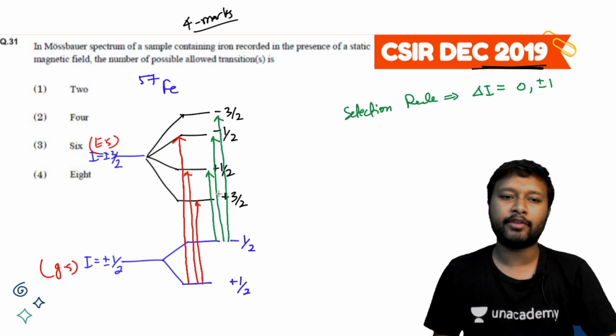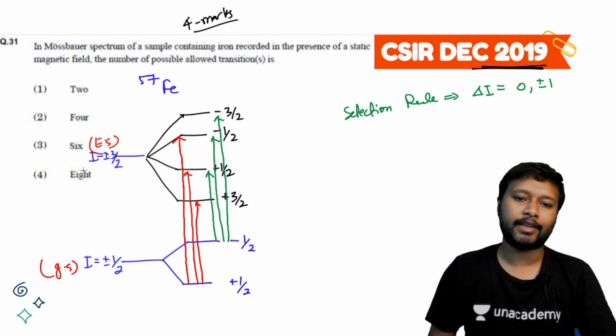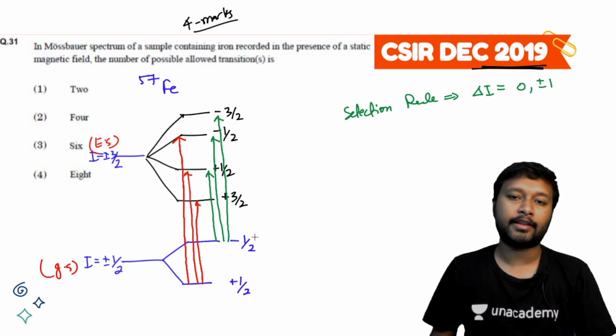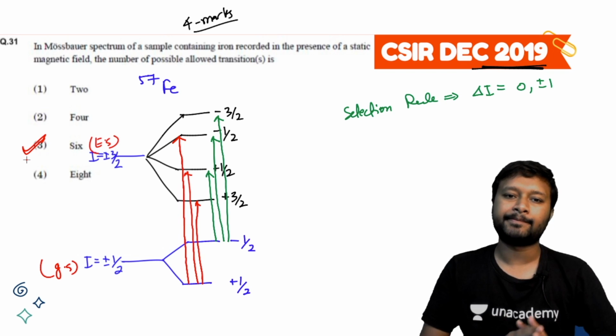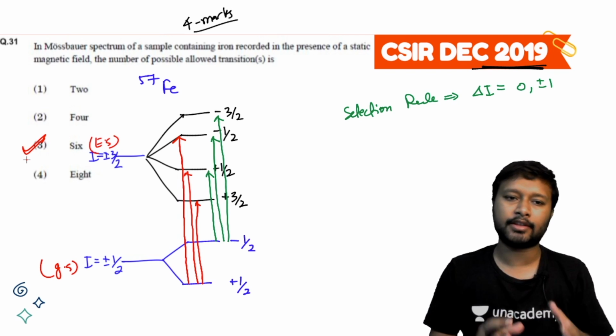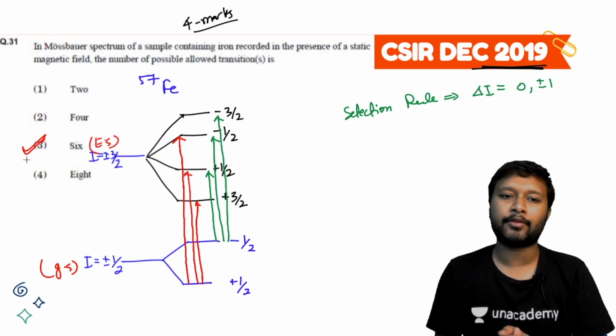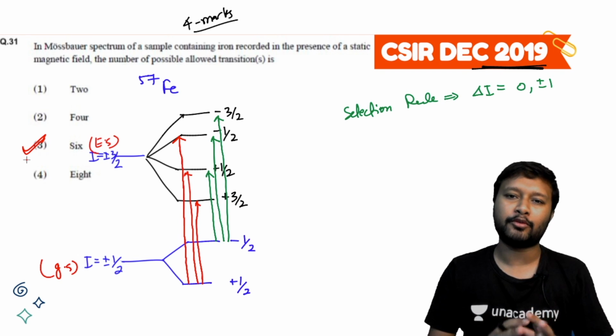So how many lines did we get? The total number of possible transitions which we got is 6. 3 from plus half and 3 from minus half. So overall 6 transitions is what we have got for this particular question. So this is how we have to approach questions from Mössbauer spectroscopy. I hope you understood how it will be done.